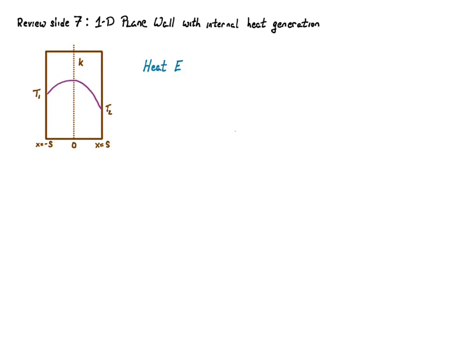So the way we're going to go about doing this is starting with the heat equation. In this drawing, the heat equation is essentially a modification of Laplace's equation, where this constant term here, Q dot over K, accounts for the internal heat generation.